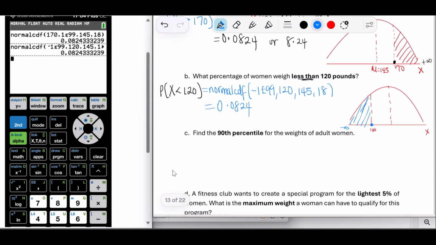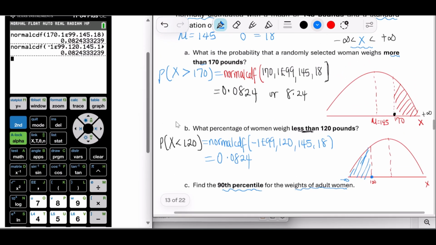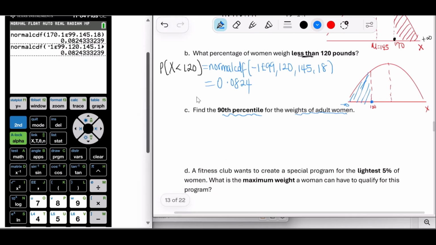Question C says, find the 90th percentile of the weight of adults given. Now here I want you to think very carefully. In the previous two examples we've done, we had the x value given to us. What we did is just to get a corresponding probability or the area under the curve. But for this one, we have the area under the curve given to you.